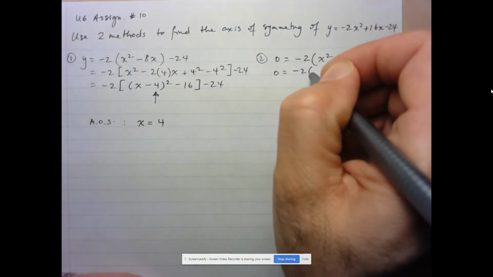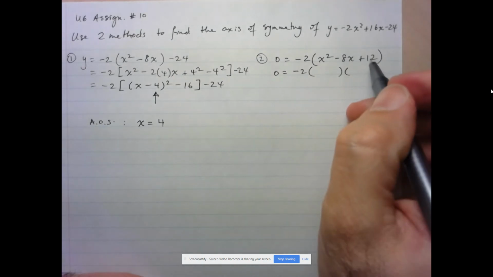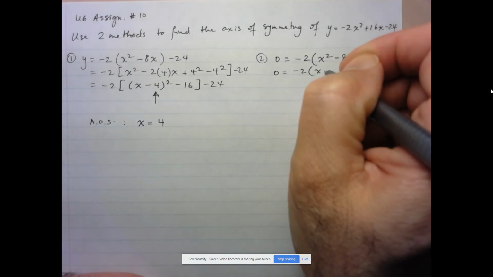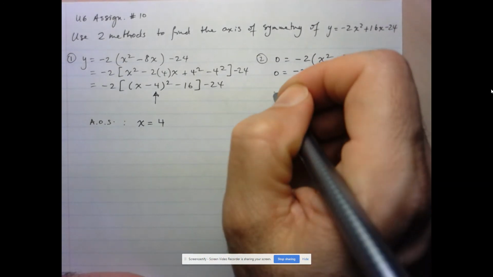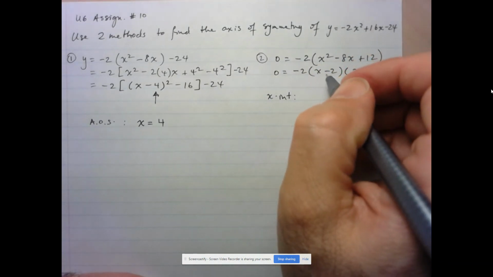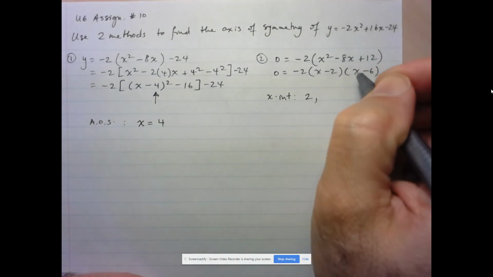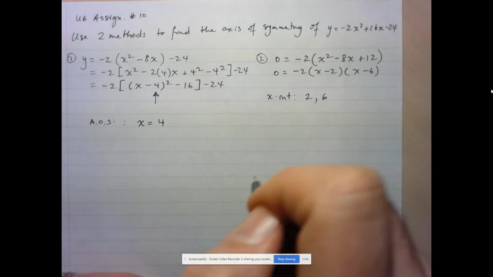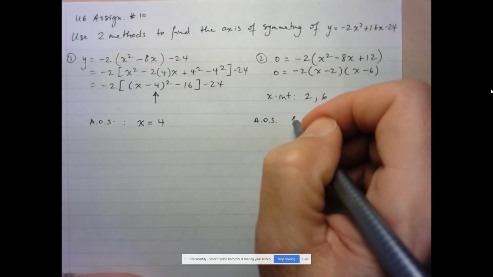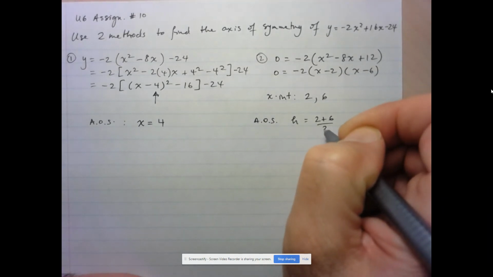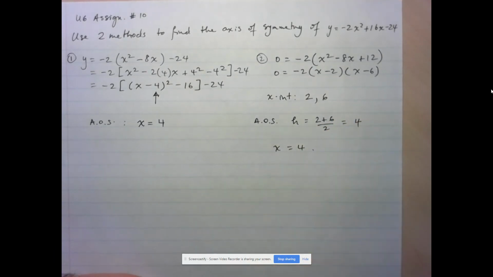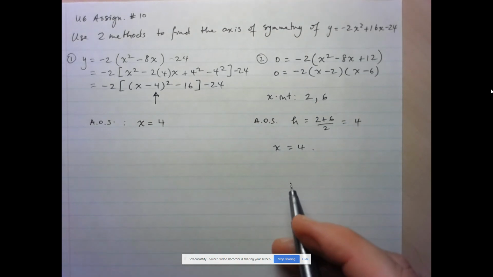So here, negative 2, and here, two numbers that multiply to 12 and add up to negative 8 come right away. It's just negative 2, negative 6. So x minus 2, x minus 6. The x-intercepts I can just read right off the equation. What makes x minus 2 zero? 2. And what makes x minus 6 zero? 6. And so to find the axis of symmetry, I just have to find the h value of the vertex, which is just 2 plus 6 divided by 2, which is 8 divided by 2, 4. So x equals 4. Luckily I get the same answer. If I didn't, I must have made a mistake somewhere.